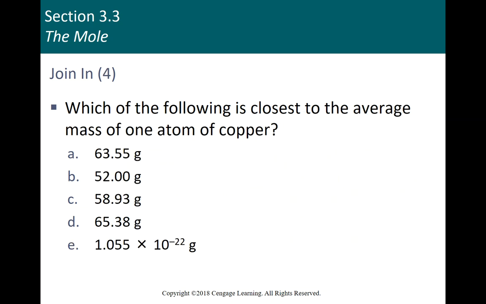This question, which of the following is closest to the average mass of 1 atom of copper? Notice it says 1 atom of copper. So none of these answer choices make sense because 1 atom is not going to be that massive. The only answer choice that even makes sense without calculating it is answer choice E, because 1 atom is going to have a very small mass.